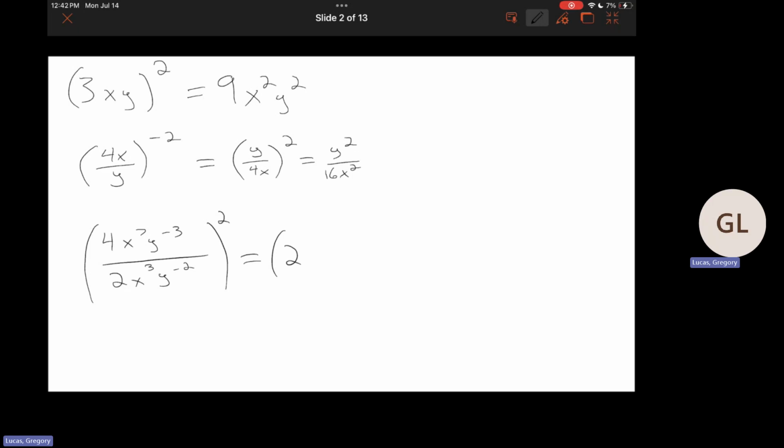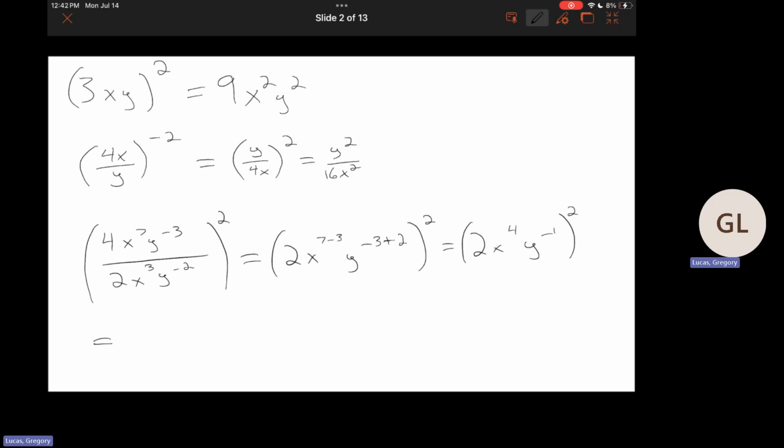X to the 7th divided by x to the 3rd. Remember, when we divide, we're allowed to subtract. So this is x to the 7 minus 3. And then same thing with y. Minus 3 minus negative 2 would become plus 2. Right? Because a minus a negative number is the same thing as plus. Then we have this whole thing squared. So I have 2x to the 4th, y to the negative 1, and then this whole thing is squared. So in that step, I just did the 7 minus 3 and minus 3 plus 2.